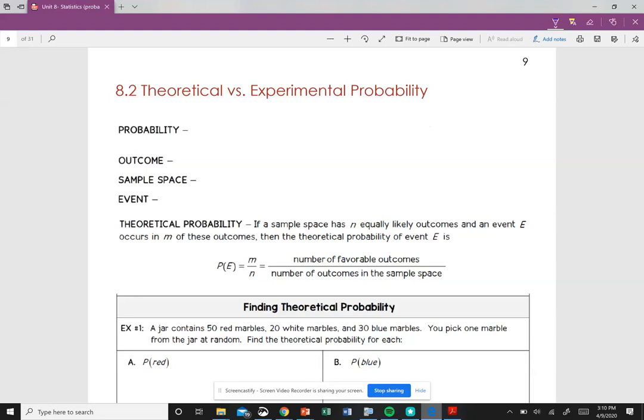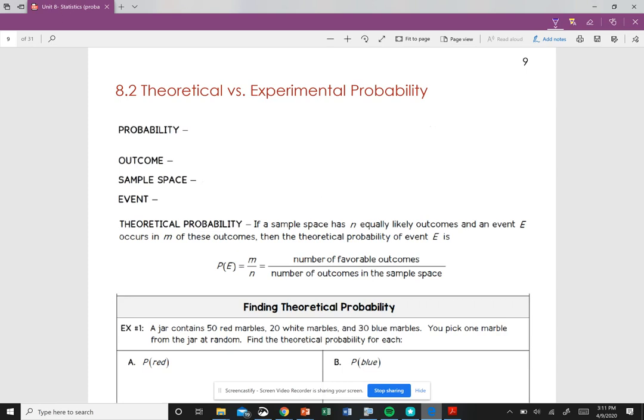Hey guys! Alright, so we're on to the second part of this unit. We're going to be talking about theoretical versus experimental probability. We're going to be focusing mostly on theoretical and talking a little bit about experimental. Experimental we'll talk about tomorrow, as well as some of this theoretical probability stuff.